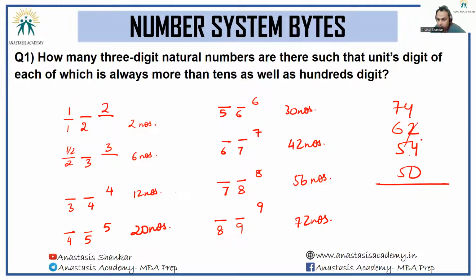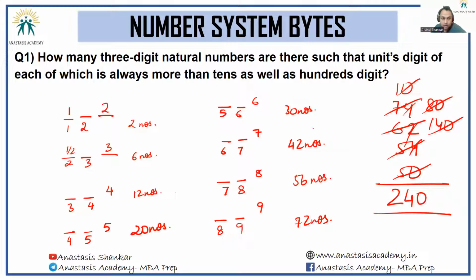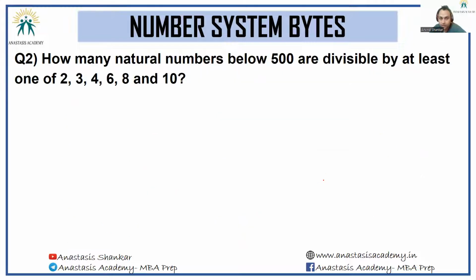Okay, so I remove these. I get a 10 separately. 10 and 70 gets me 80. 80 and 60 gets me 140. 140 and 50 and 50 gets me 240. How many 3-digit natural numbers are there such that the unit digit of each of which is always more than the tens as well as hundreds digit? Answer should be 240.